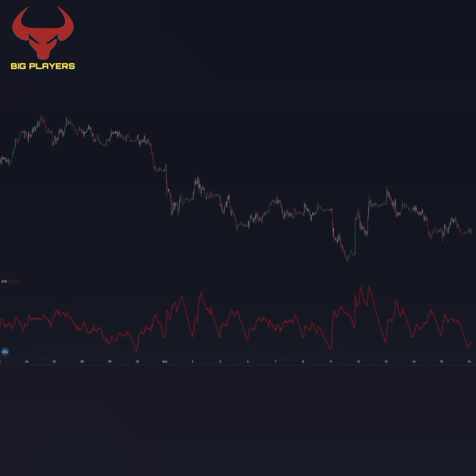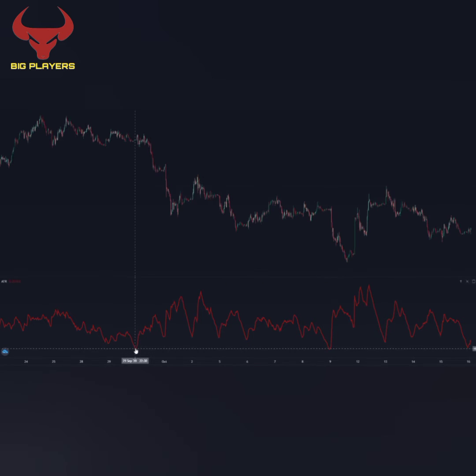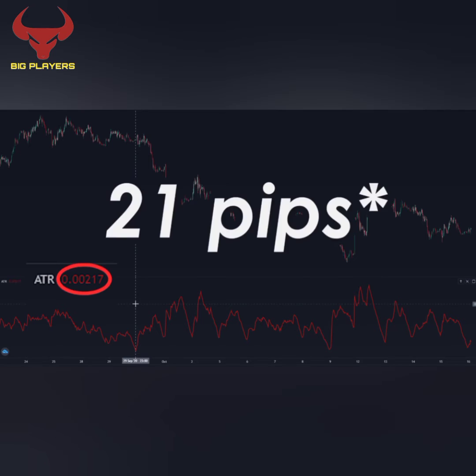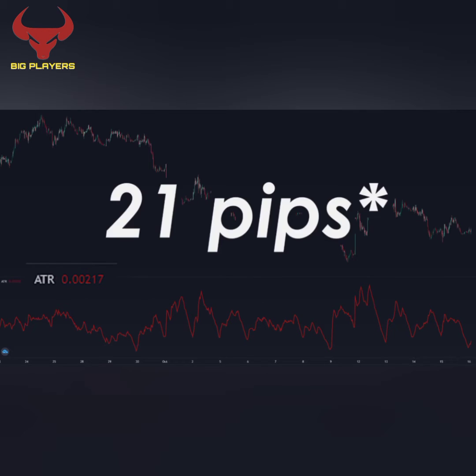So now, what you want to do is find the relatively lowest point. It doesn't have to be the exact low, just pick one that is low enough. Now you point at it using your mouse to reveal the ATR value. Now we know that in this time frame, a relatively low ATR is considered to be around 23 pips. Obviously, if you chose a higher time frame, the value would be much higher. But in this time frame, it's about 23 pips.